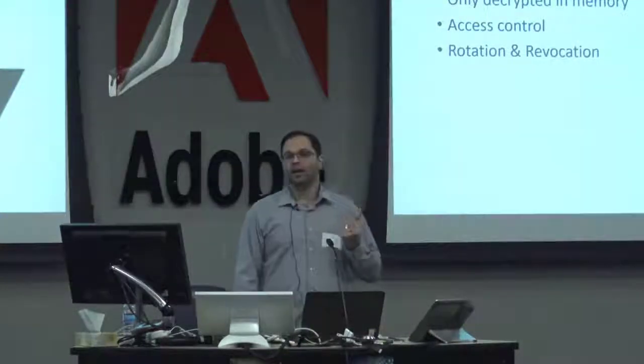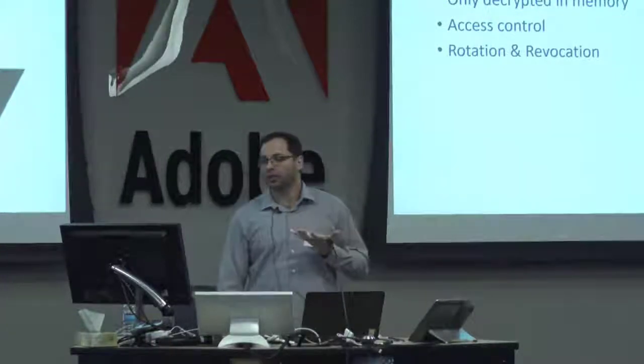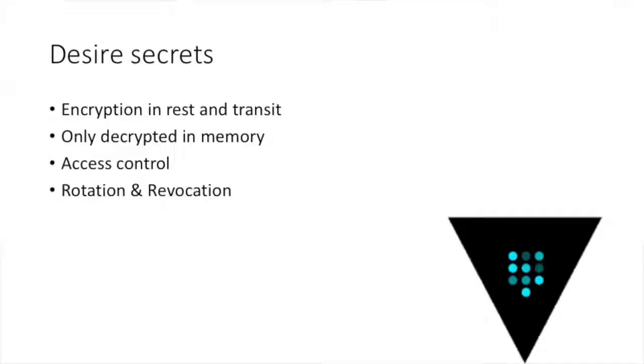So what is the desired state for secrets? Basically, you want these secrets to be encrypted at rest and in transit when you transfer the information. And it's only decrypted in memory when you actually need to use it. There should be some kind of access control to it, and you should be able to rotate or revoke it. So basically, if I need to change it, I should be able to change it easily and not affect all my applications.